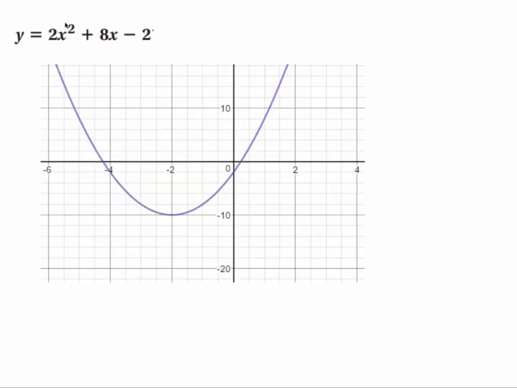So let's look at this function. y is 2x squared plus 8x minus 2. Let's just see if we can analyze it a little bit. The first thing you need to do is find the vertex. Since I gave you the graph, you can read off the vertex. But, and it is negative 2, negative 10. But what if you couldn't read it off? Well, let's start by finding the axis of symmetry.